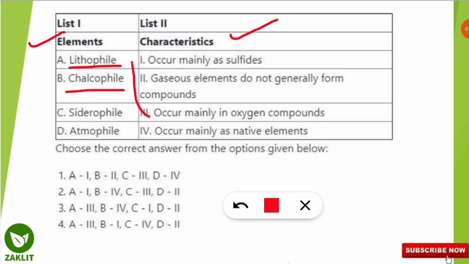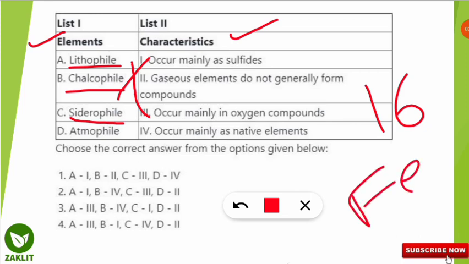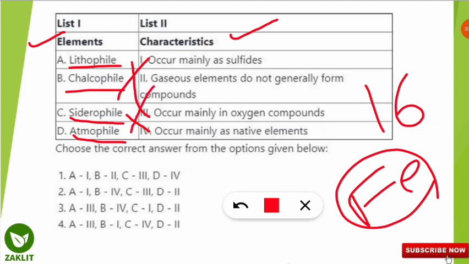Next, coming to the chalcophile. Chalcophiles are group 16 members, and you should remember they are mostly the sulfide ores. So they match with option 1, that is occur mainly as sulfides. Next, the siderophiles. Siderophiles are the iron loving elements, and they are the native elements, which match with 4. Finally, atmophiles are the gases that generally do not form compounds, which match with option 2. So here option number 4 will be the correct option.